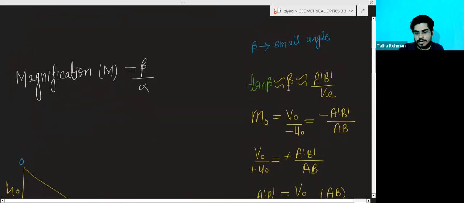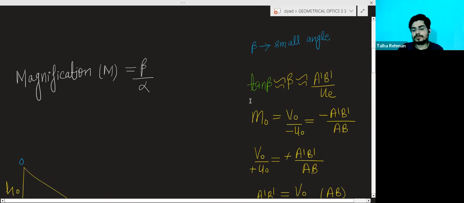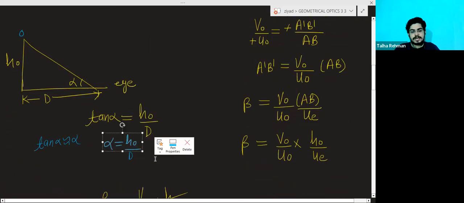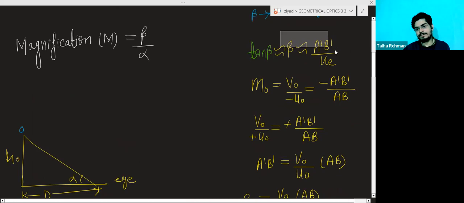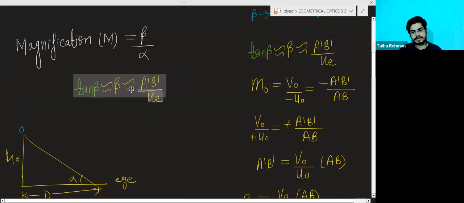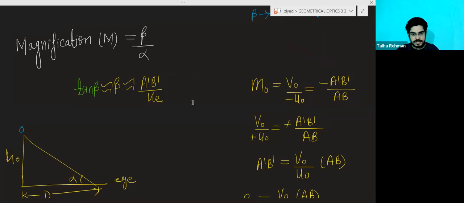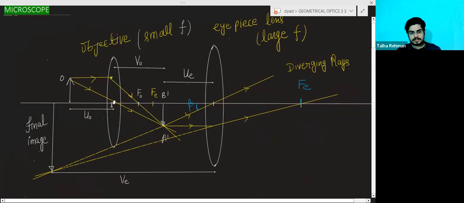Yeah. You have beta. Beta is A dash B dash by UE. So first we will see, now we have alpha, and we have beta. So I'm writing here beta. Now what is MO I have written here? MO is the magnification of the objective lens. This is the objective lens.